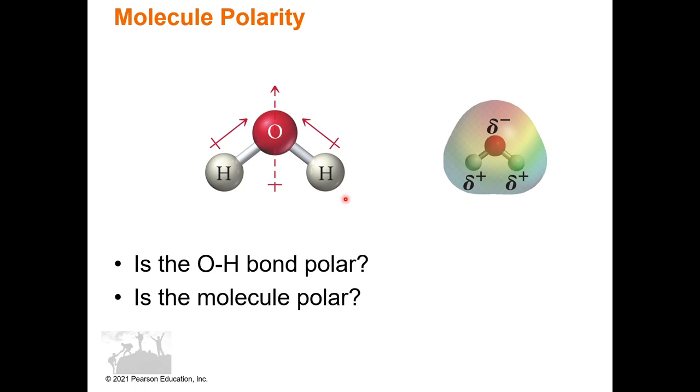Now let's take a look at symmetry. If I cut the water molecule like this, we have symmetry. The left-hand side looks like the right-hand side. If I cut it like this, now we have asymmetry. The top portion does not look like the bottom portion. So the answer to this question is yes. I found a plane of asymmetry. So yes, this molecule is polar.